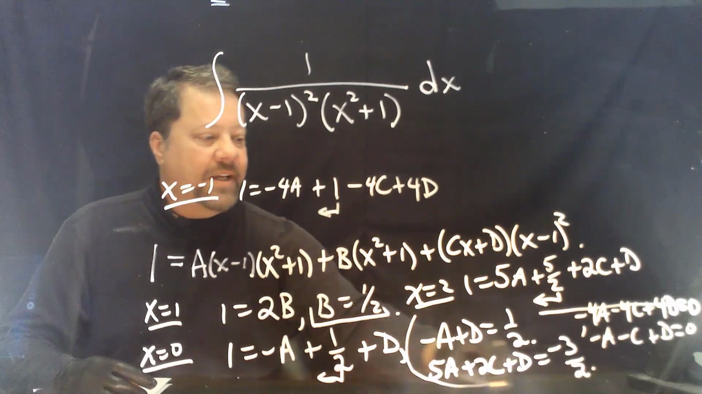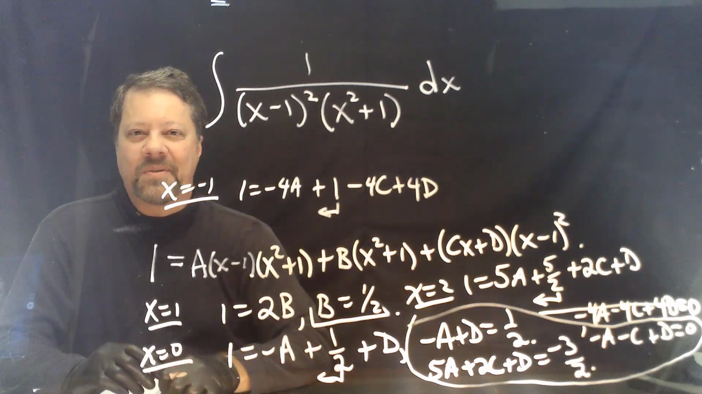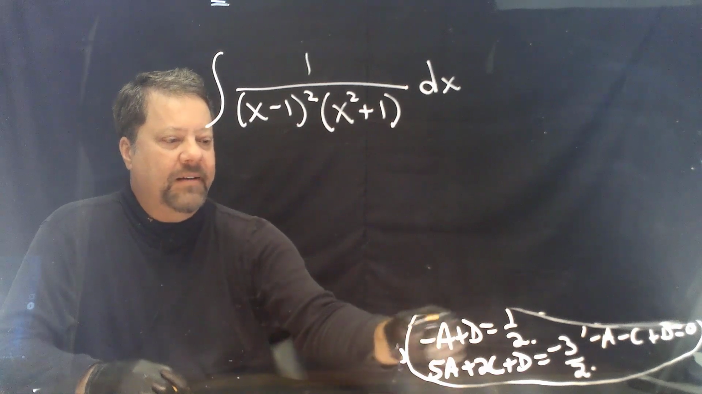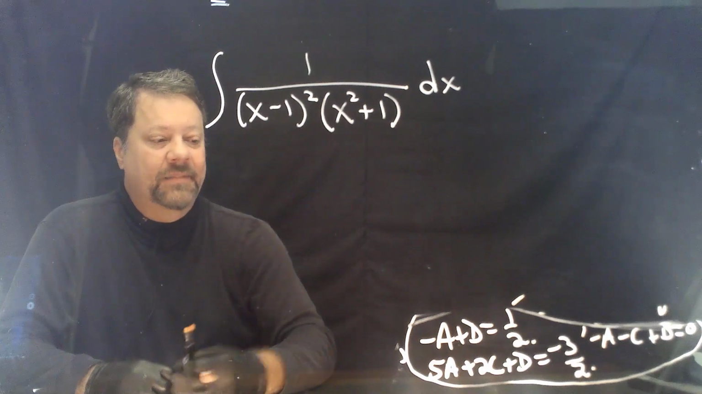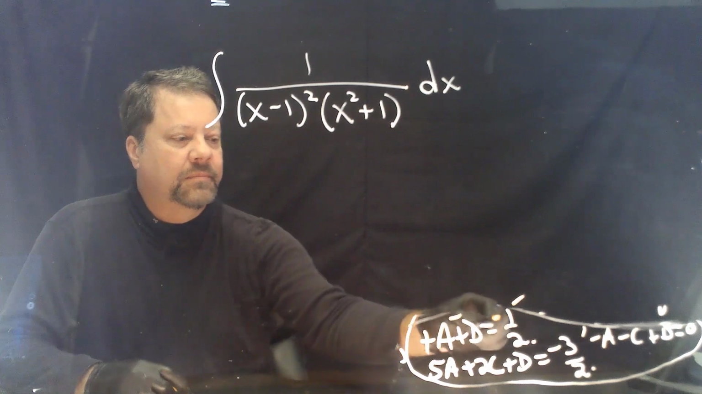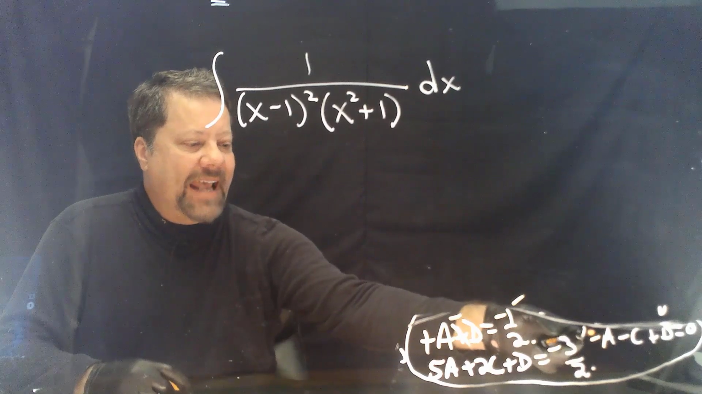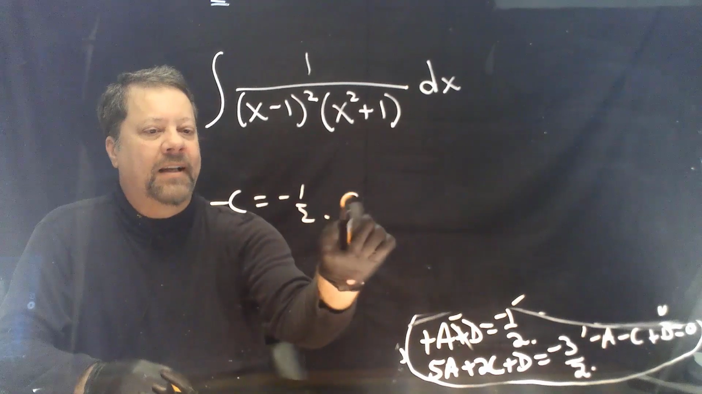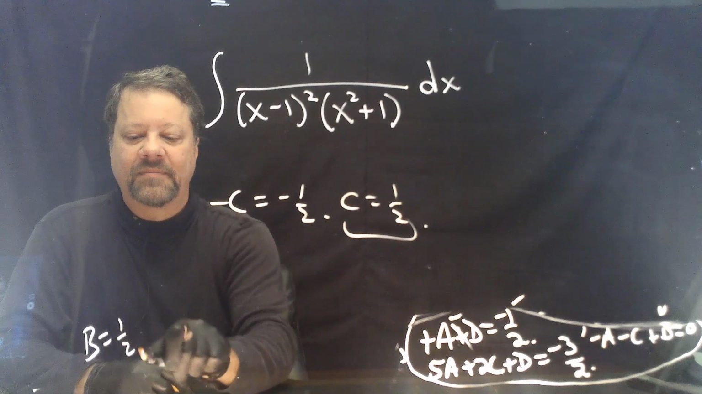This gives us 3 equations in 3 unknowns. It seems one of the easiest things that we can do is combine these last 2 equations to figure out what c is. If I multiply this equation through by a negative 1, so a minus d is negative 1/2, I can add that to the other equation yielding negative c, and hence c is 1/2. Recall we already have b is 1/2.